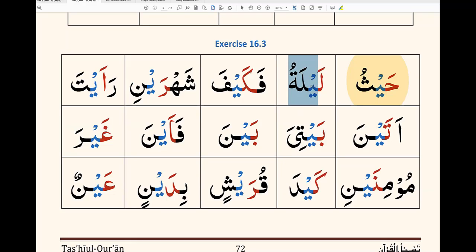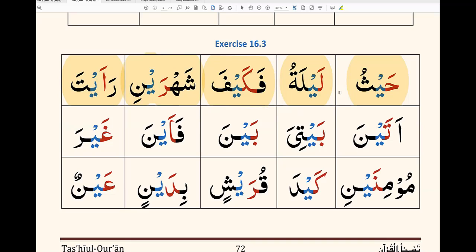حيث. ليلة. فكيف. شهرين. رأيت. Good. Make sure this sounds like an alif. Okay. Good. That was really nice.